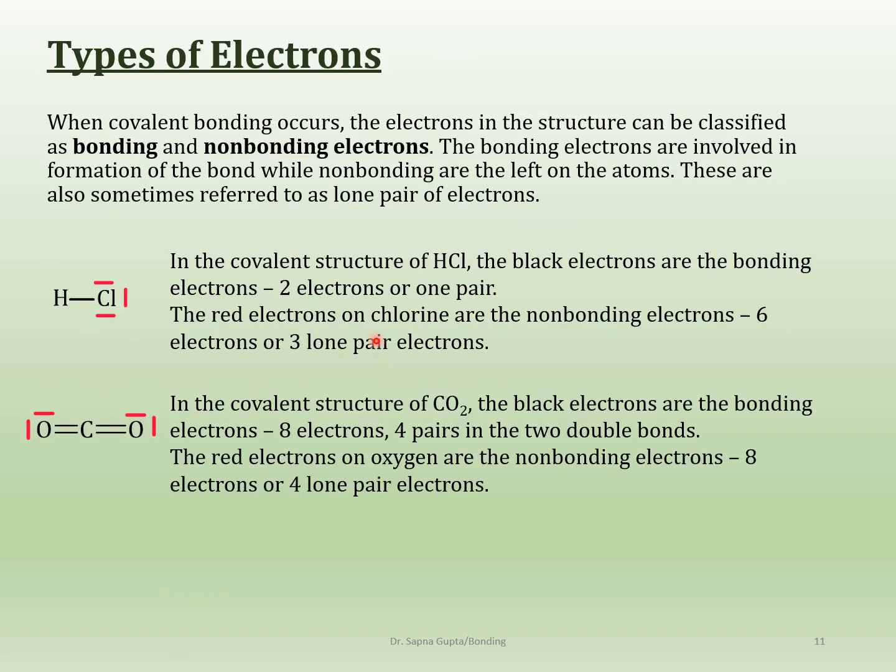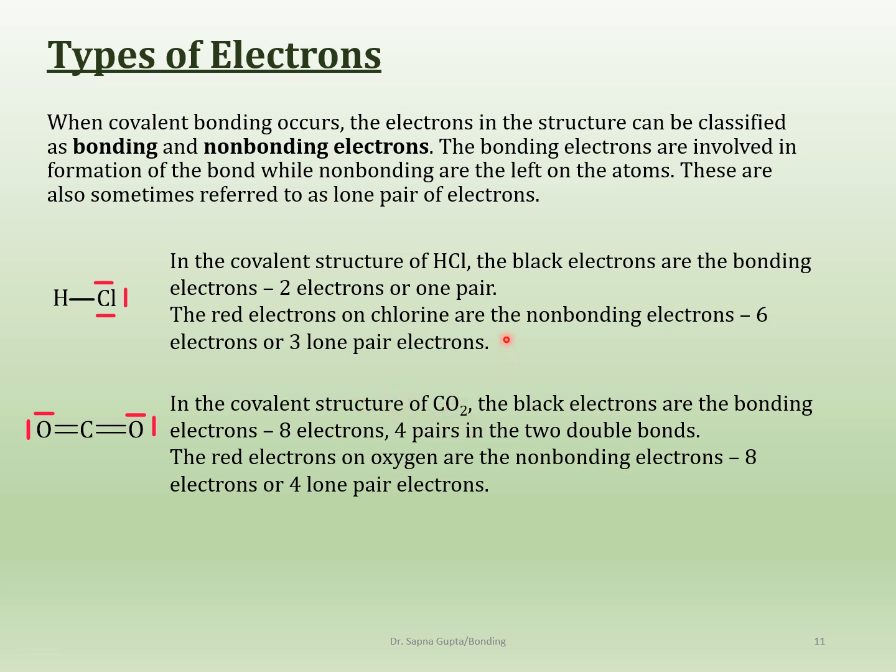Okay, then we need to also understand the types of electrons we have. So we have the types of bonds, which is the single bond, double bond, triple bond, and now we have different kinds of electrons. And the two types of electrons we have in any kind of covalent structure are bonding electrons and non-bonding electrons. Okay, so I have shown you here, for example, in HCl, hydrogen chloride, the bonding electrons as the black ones and the non-bonding are going to be the red ones. So the non-bonding electrons are not bonding with anything. Okay, they're just there. So they're also called lone pairs of electrons, by the way.